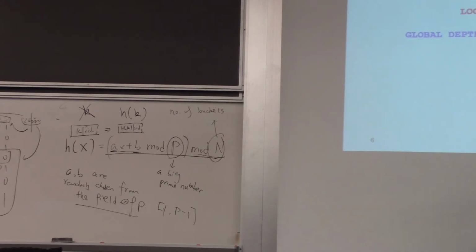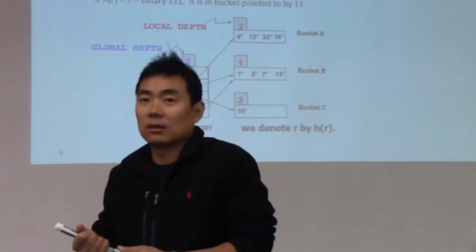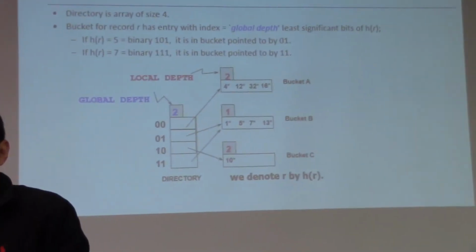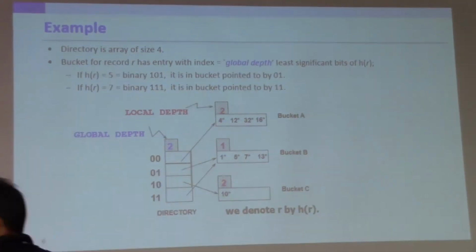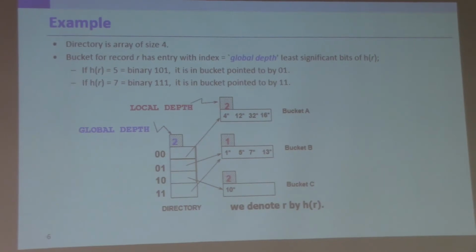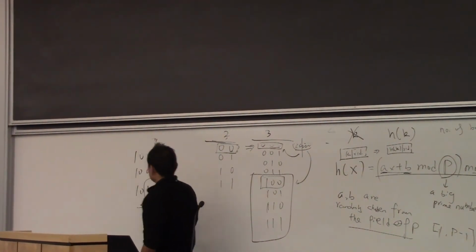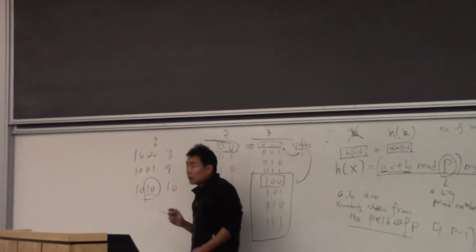What about this guy? This value 10. Why is 10 there? Because the last 2 bits of 10 are what? 1, 0. Okay? 8 is 1, 0, 0, 0. Right? This is value 8. So the last two bits of 10 are 1, 0.